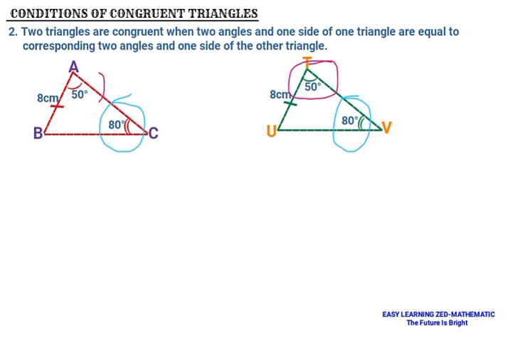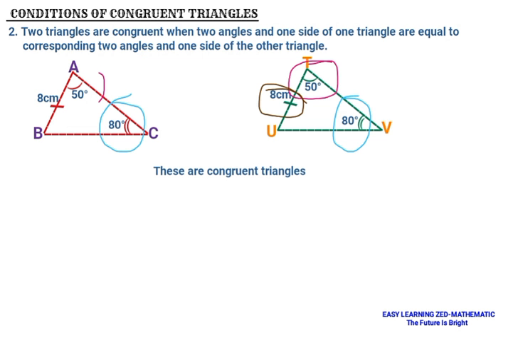Then when we come to the sides, we are just given one side, which is 8 centimeters. You find that this 8 centimeters is the same as the 8 centimeters in the other triangle, which means the lengths of the sides are equal. So when the lengths of the sides are equal and the two angles given are all equal, then we can say these two triangles are congruent.